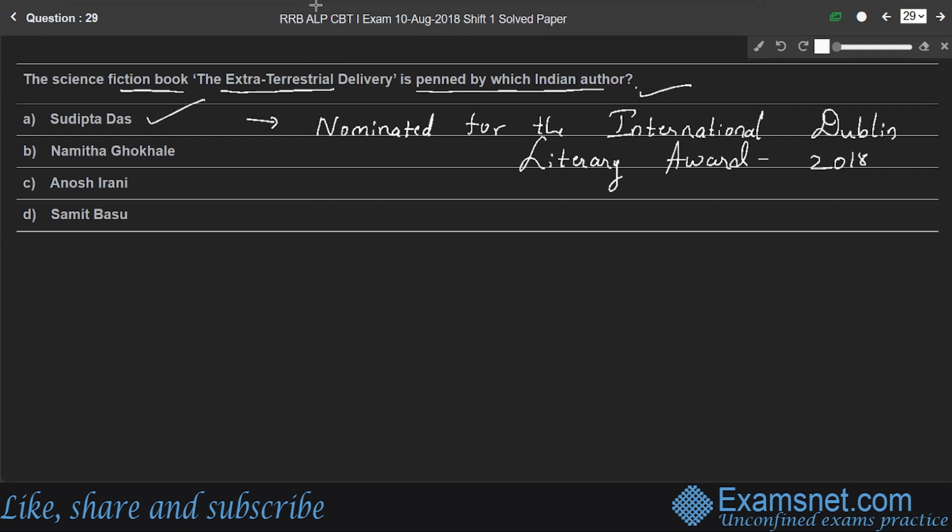This book deals with science fiction, in which the author has brilliantly portrayed the story of an alien of a far-off planet and has used the concepts of physics and metaphysics. So for the given question, option A is the right answer.